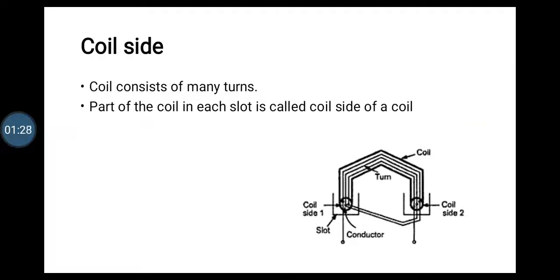The fourth one, the coil side. A coil consists of many turns. You can notice here slot 1 and slot 2. The part of the coil in each slot, we call it a coil side of the coil. So if you notice here slot 1 and slot 2, the parts of wires are the parts of the coil. Here slot 1 consists of coil side 1 and slot 2 consists of coil side 2.